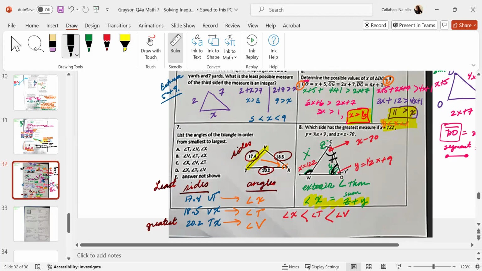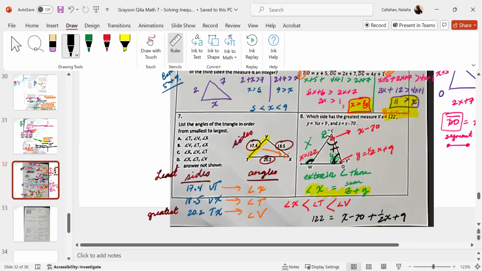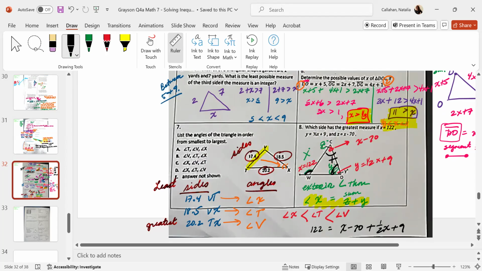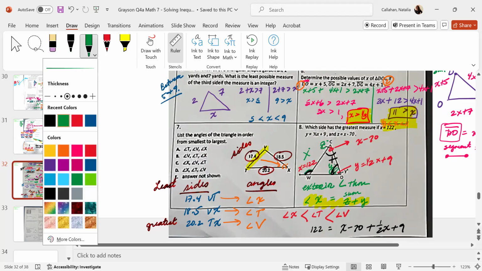All right. Now replace the x with the variables. X is 122, which is equal to z. Z is x minus 70, plus y. Y is 1/2 x plus 9, correct? Now combine like terms and solve for that. Is what you're gonna do. I want to stop there after the day, okay?